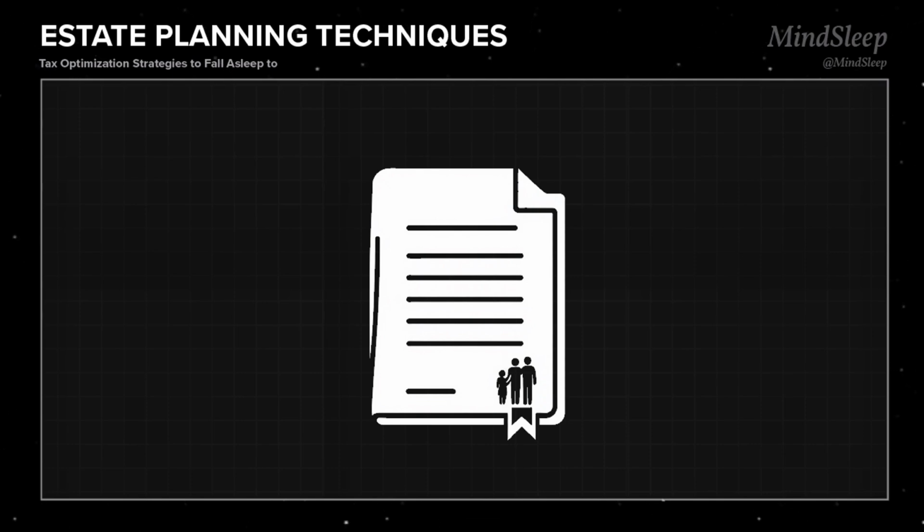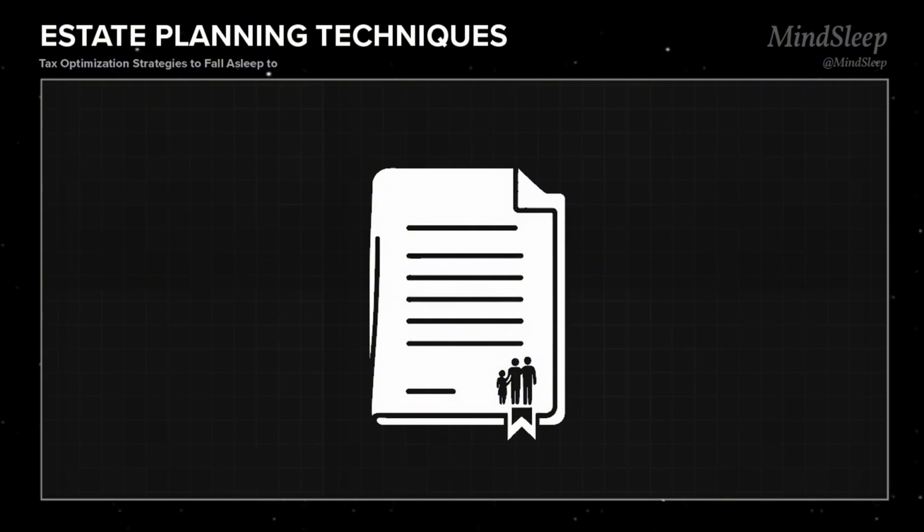As we contemplate these intricate estate planning techniques, it's important to recognize their broader implications. These strategies don't just impact individual families. They have far-reaching effects on wealth distribution, economic inequality, and even social mobility. The ability to transfer substantial wealth across generations, tax-free, raises questions about the fairness of our tax system and the concentration of wealth in society.